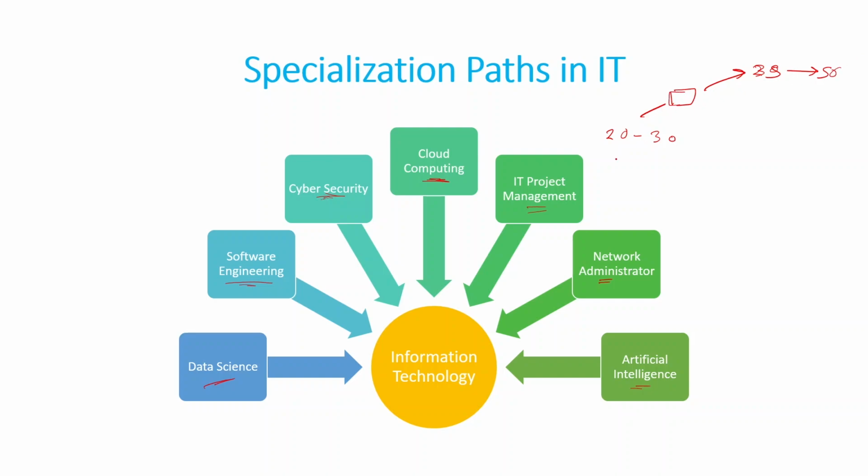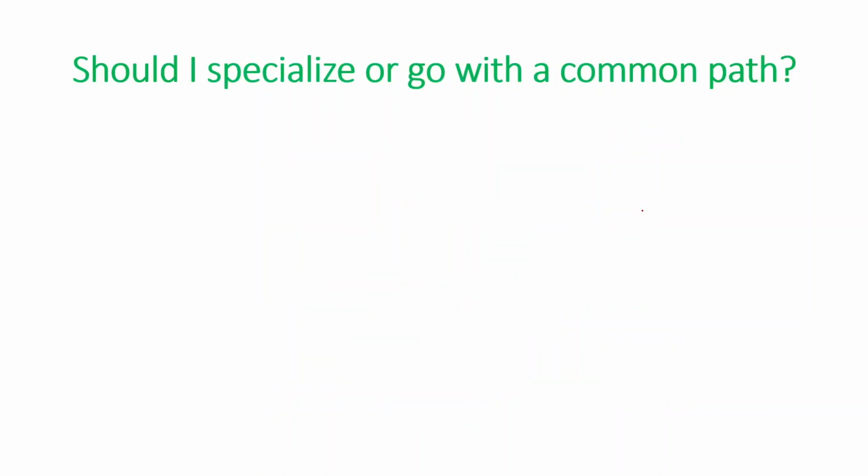Because if you select network administrator, then it is difficult to find a job in another field. For example, if you specialize in network administration, then it will be difficult to find a job in software engineering or data science or cybersecurity, right? So because of that, you should have a clear goal of which path you are going to select.